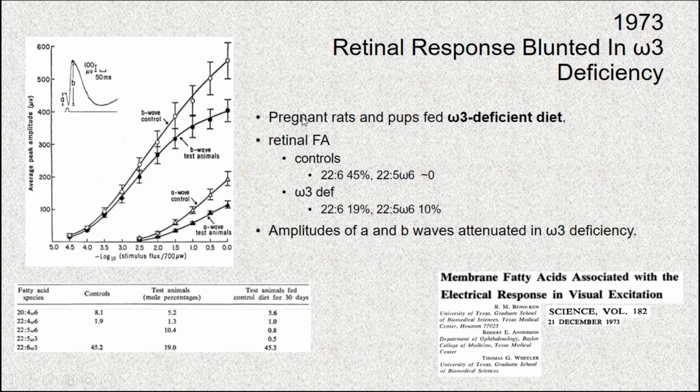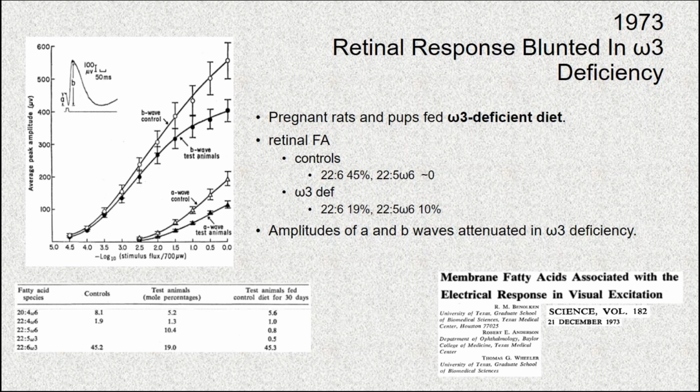In an experiment in animals, rats specifically, they were fed an omega-3 deficient diet in order to drive down that DHA level. And when they had that diet fed, the electrical response of the eye, and I should point down here, the electrical response of the retina was very much attenuated with respect to a light pulse.